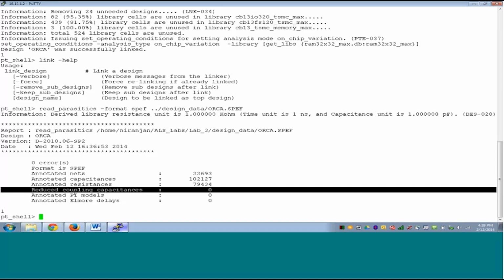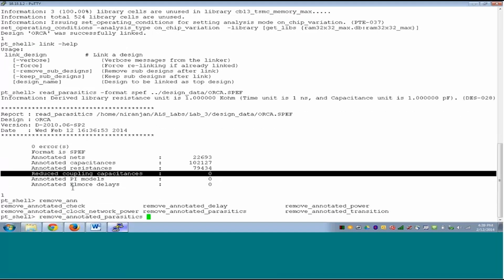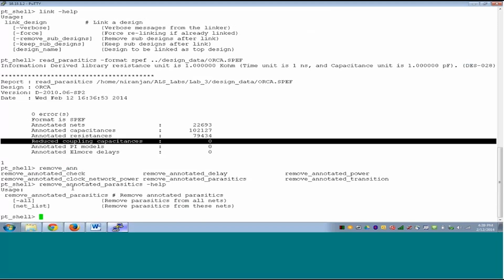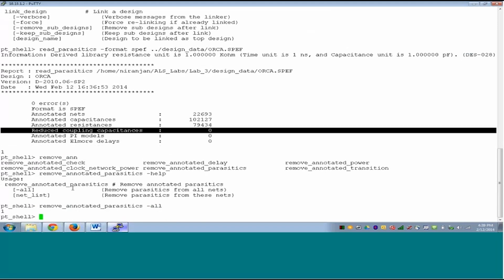We will look at if I am able to find. And let's do one thing. We will do remove annotated parasitics. So remove annotated parasitics will remove whatever annotation. This process is called annotation. So we could do remove annotated parasitics minus all. We will read the parasitics again, but let's look at the help first for this read parasitics.